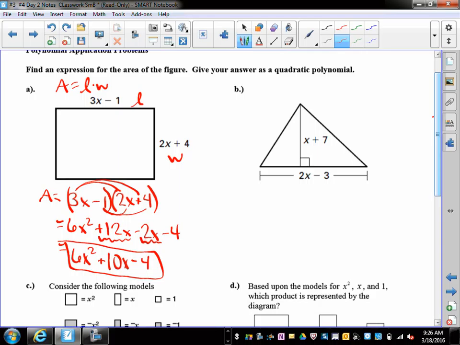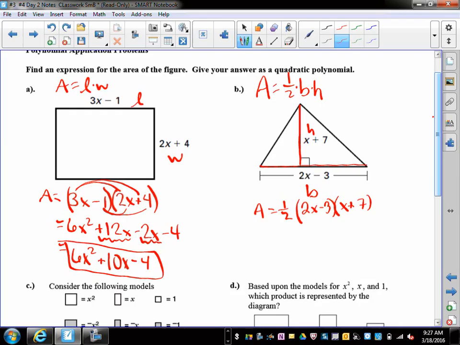Alright, now who remembers the area formula for a triangle? One half b times h. Good. What is b? Base. Here's my base. And what is my h? Height. Indeed. Alright, so area equals 1/2 times my base, which is 2x minus 3, times my height, which is x plus 7. Ooh, this is a little bit of a trickier one.